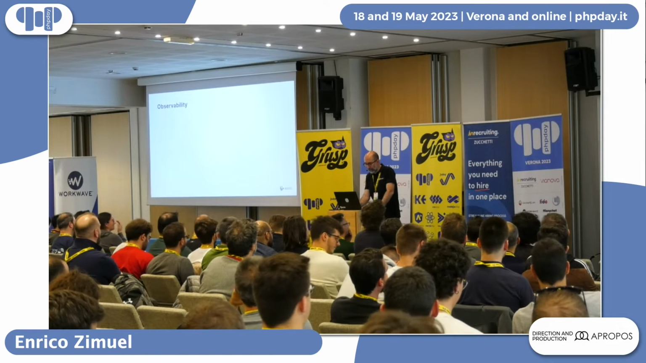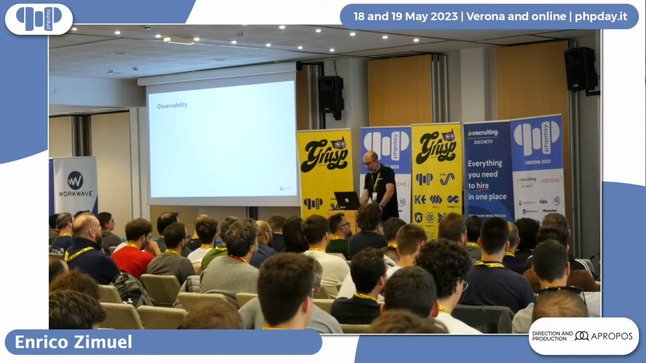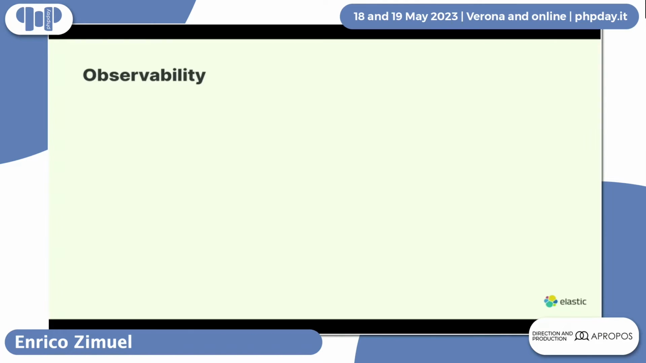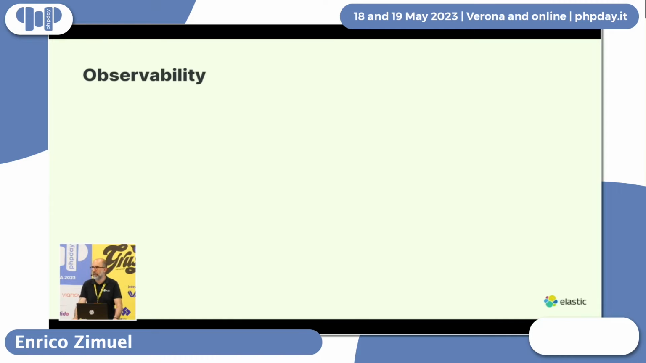So OpenTelemetry, I will show you, is basically a project to help you understand what's going on in your code base. When you run an application, this is a kind of magic tool that can explore the running time of your application to understand what's happening.